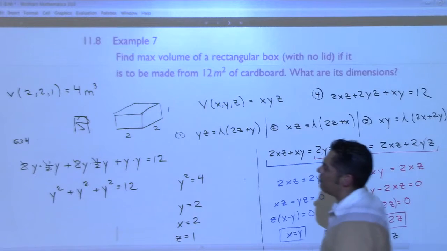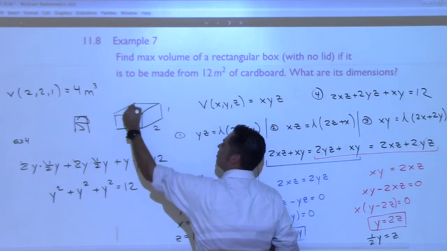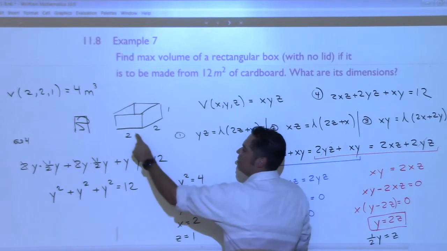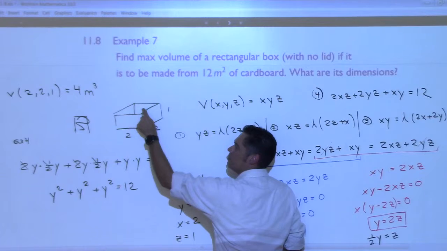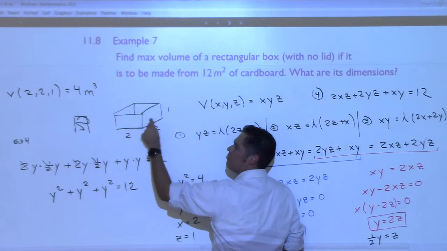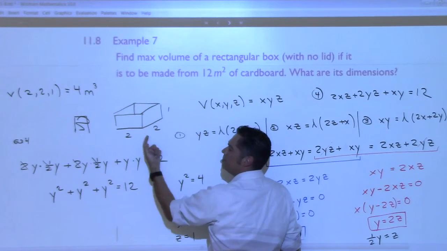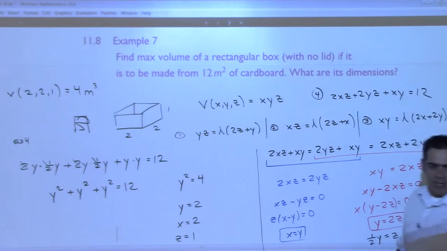And confirming surface area. Let's just verify it. What's the surface area of that? 2, 2, 2, right? So 2, 4, 6, 8, and then the bottom is going to be another 4, so you get 12, and there's no top to it. So it's a square base, but the height's not the same.